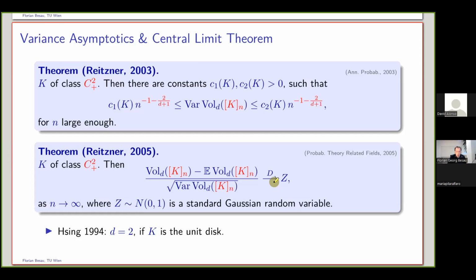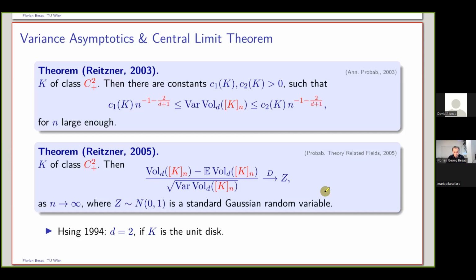And again, Reitzner pushed the theory forward a lot, because central limit theorems were only known in some particular cases, for instance in the plane for the unit disk. But he gave this theorem using these variance bounds in whole generality, in all dimensions, for any convex body of this class C2+. So this is for the volume of a random polytope, what I wanted to highlight here: we have a very clear picture about the first and second moment, and we have a central limit theorem.